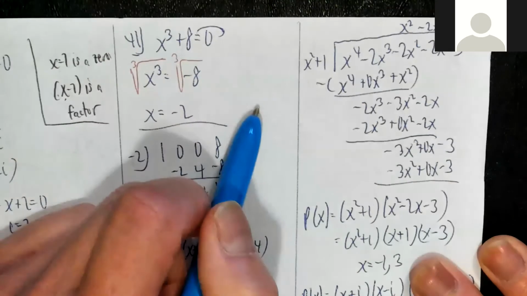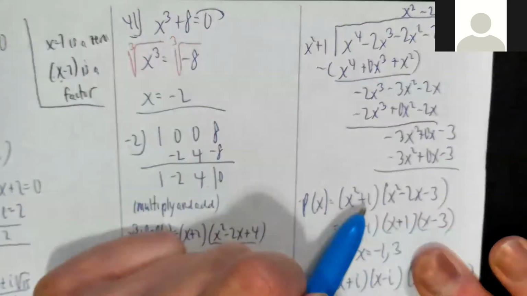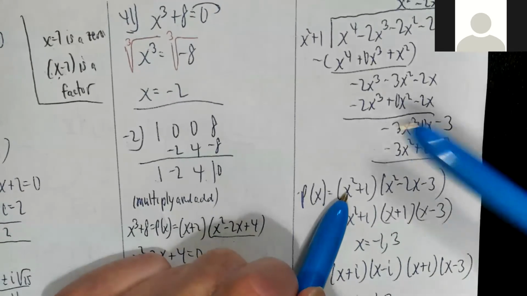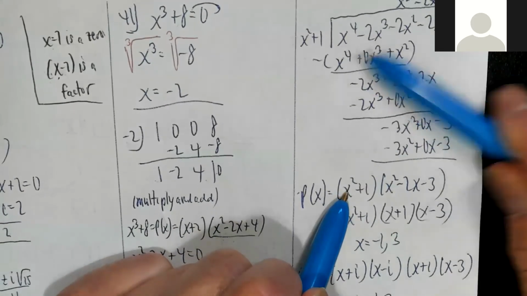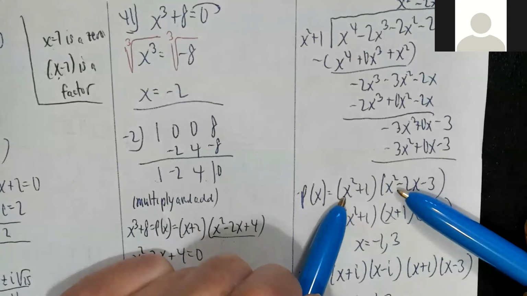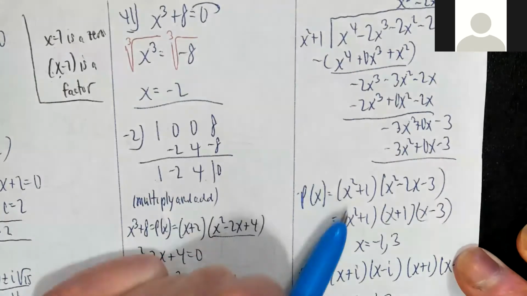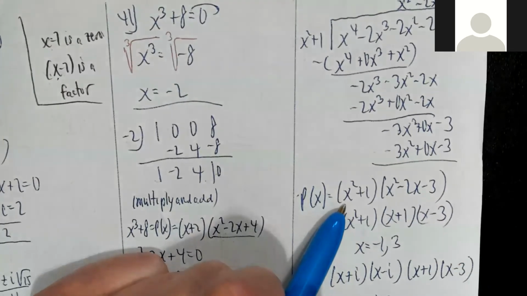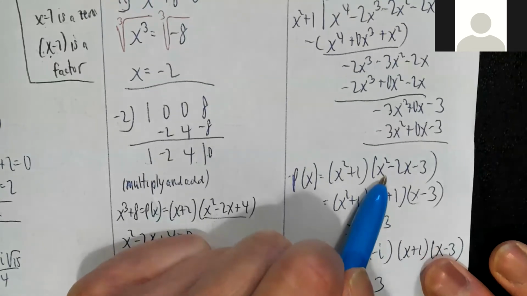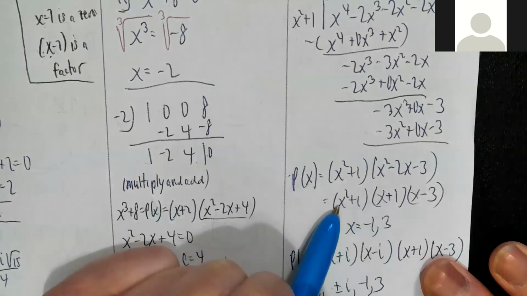So I have that. My original polynomial is now x squared plus 1 times x squared minus 2x minus 3. By the way, if you have the time and energy, multiply this all back out, you should get this. There's the x to the fourth right there, right? x squared times x squared, x to the fourth. And then clean up all the rest of it, and you should get all this other stuff. And there we go. Now I could use the quadratic formula, but I notice this is pretty factorable. So x plus 1, x minus 3. And I already know what to do with x squared plus 1.